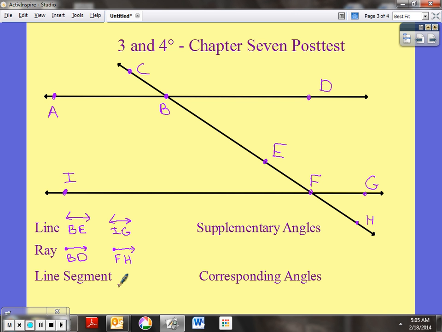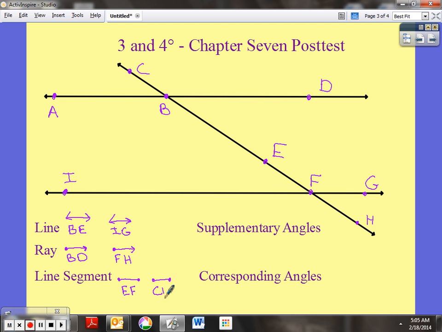Now remember, a line segment has a definite beginning and ending point. It looks something like this, the notation for it. I could go line segment EF. I could also do line segment, and again, I'll make the notation first so I don't forget it, so I don't lose those silly points.